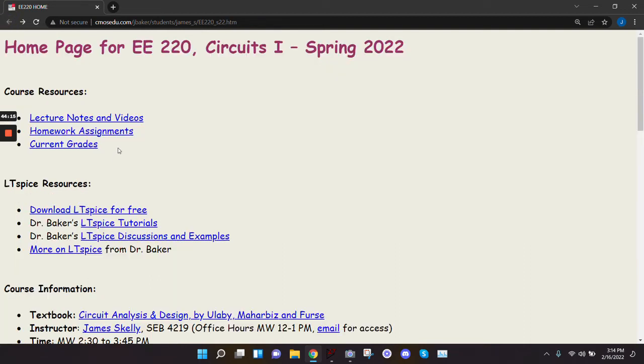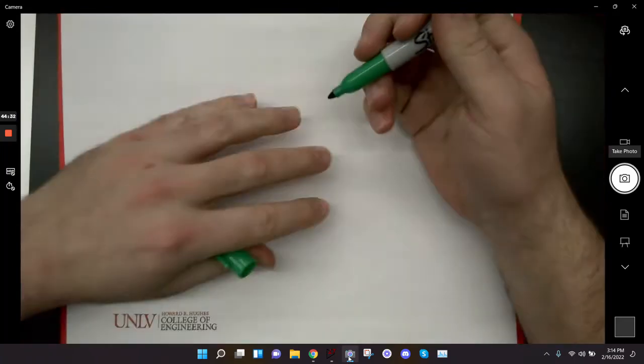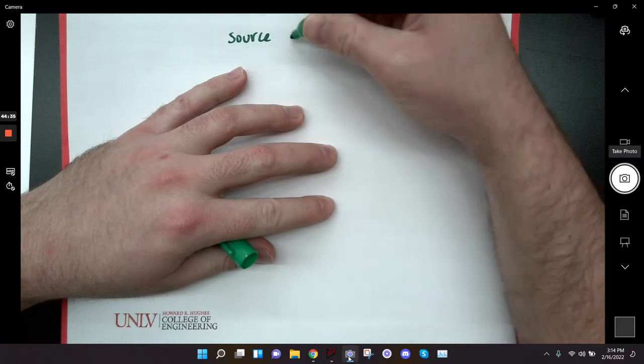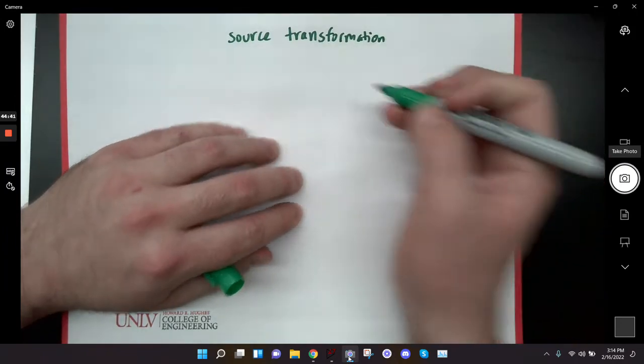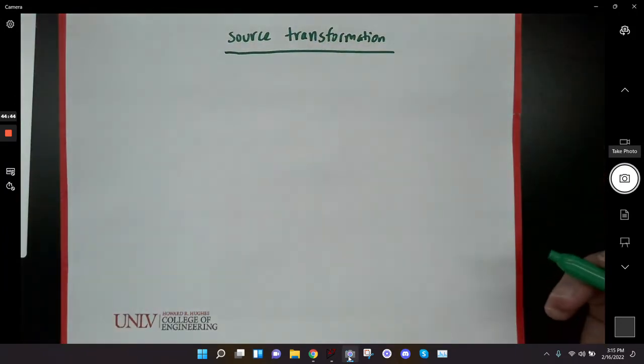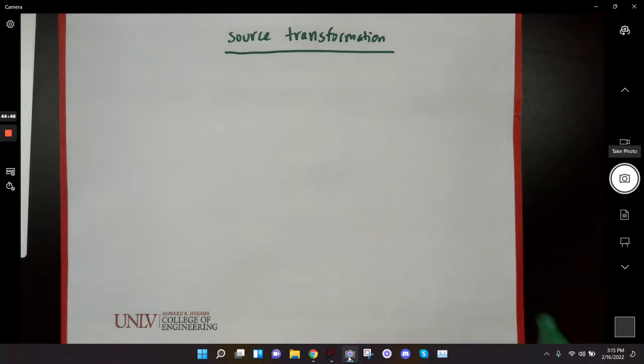I want to talk about that before you guys leave, but let's get into source transformation so I make sure I have time to cover it. I'll talk about source transformation by itself first, and then I'll talk about it in terms of Thevenin and Norton. You're going to see this is very heavily related to Thevenin and Norton. That's why I wanted to teach Thevenin and Norton first, because I thought this would be really easy for you if I did that first. And I think that it should be very easy.